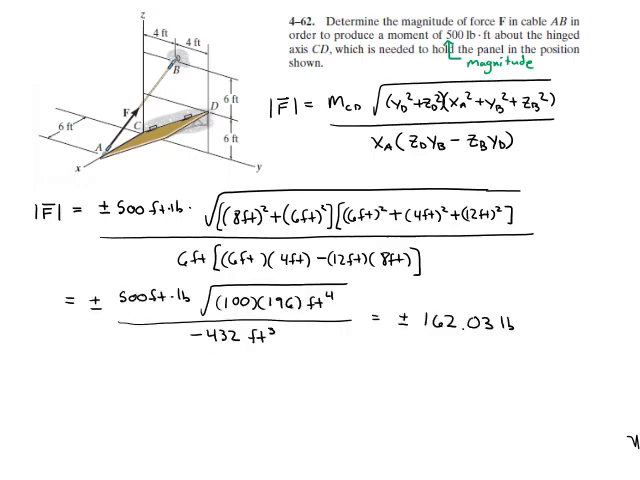So that's the result when you plug it into your calculator. Notice all the feet cancel out: I've got feet to the fourth square rooted, that's feet squared, times another one on the top. So I'm left with units of pounds, which is good because it's a force. I've got the plus or minus there, but this is the magnitude of the force. It must be positive, right? So we must have 162.03 pounds. So there's your answer to the problem.